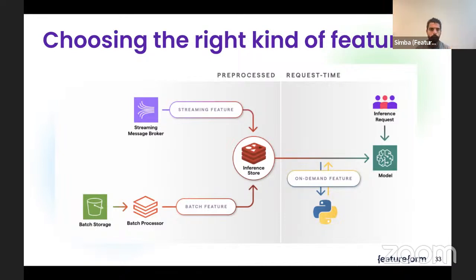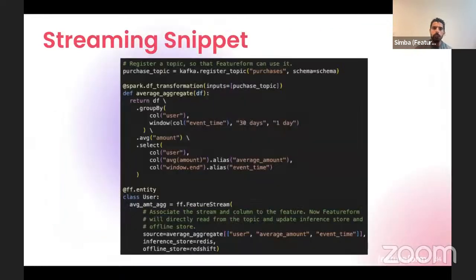So Featureform supports all three. There's slightly different APIs for them. They're not that different. Here's an example of a streaming one. As you can see, it looks very similar. The source or data set is the topic in Kafka. The transformation, in this case being run on Spark Streaming, looks very similar, except you're using a streaming data frame. And then rather than defining a feature, you define a feature stream, which just has a slightly different API, but more or less it's about the same.